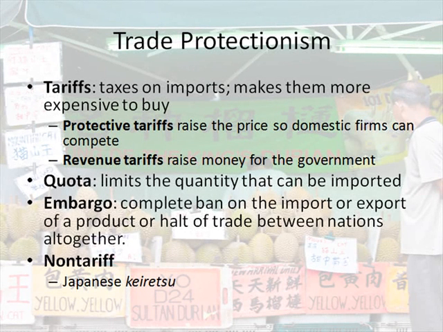Then there is a revenue tariff, and revenue tariffs raise money for the government. It has nothing to do with protection. It's all about revenue on that kind of tariff. Another way that you can protect your trade is to issue a quota, and a quota limits the quantity that can be imported. The U.S., for example, has quotas on sugar and shrimp, and that is to protect U.S. producers.